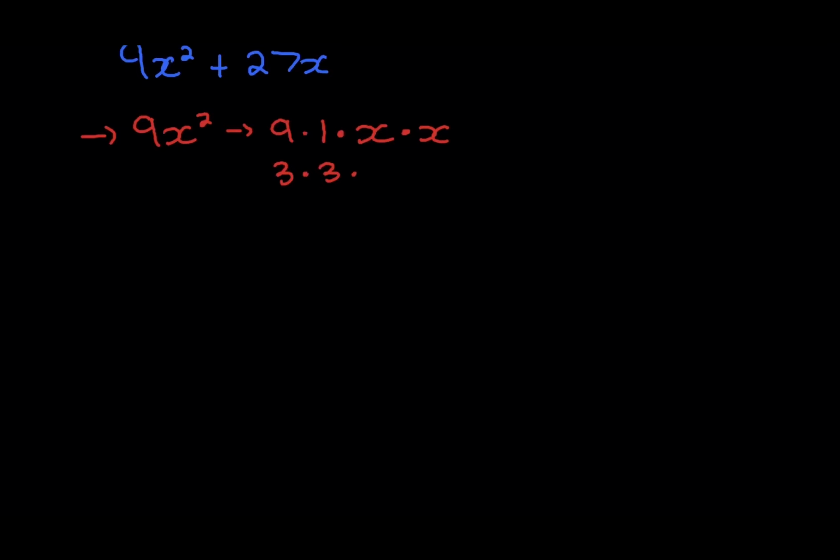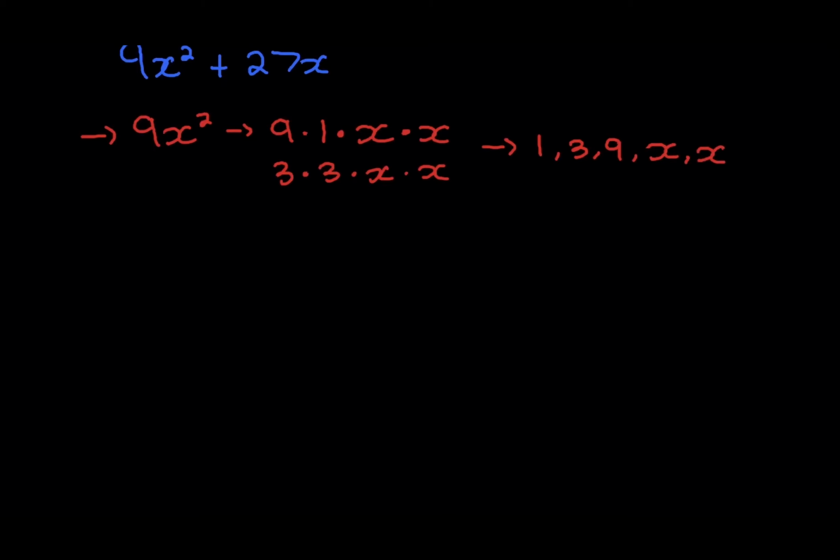Let's say we have 9x squared plus 27x. What we have to do is find the factors of 9x squared, which will be 9 times 1 times x, and 3 times 3 times x. To simplify this, the factors of 9x squared would be 1, 3, 9, and x, which appears twice.